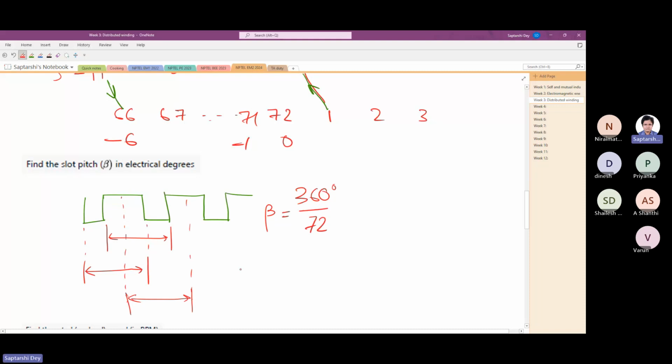Now we know that theta electrical equals P by 2 times theta mechanical. So to get it in electrical degrees, you have to multiply it with 3, 6 by 2, 6 pole machine. So it becomes how much? 360 by 24. It is 15. So 15 degree electrical is the slot pitch in electrical degrees.